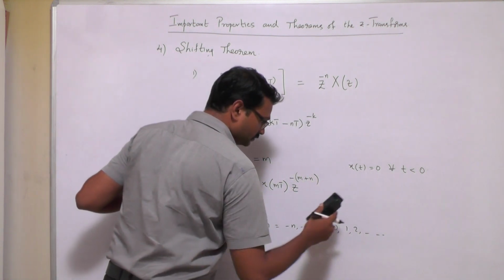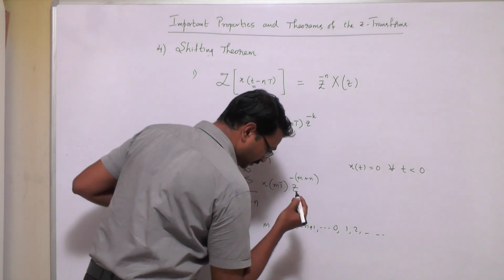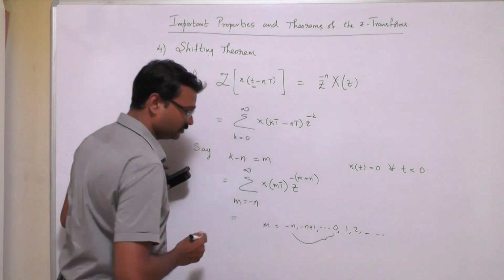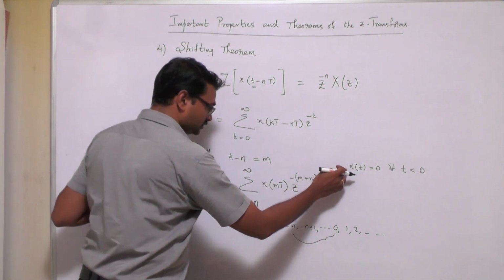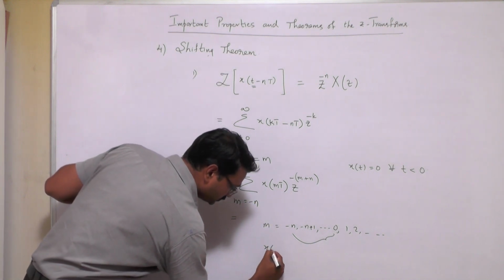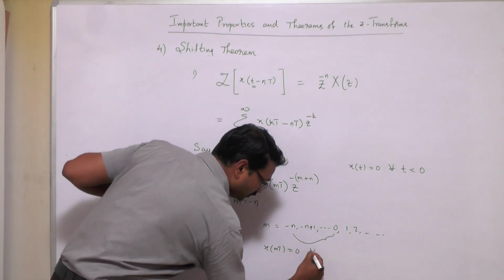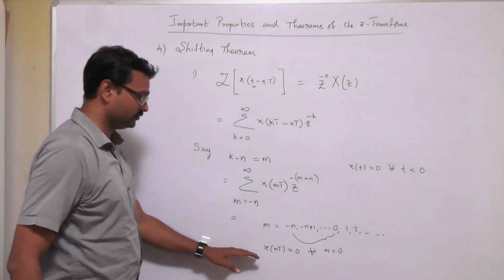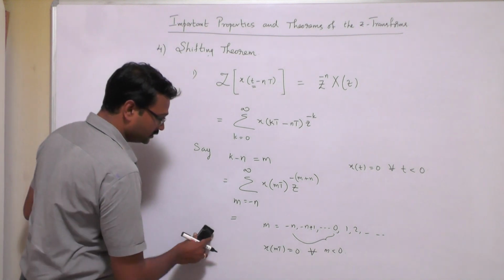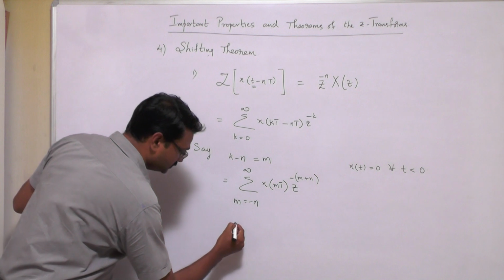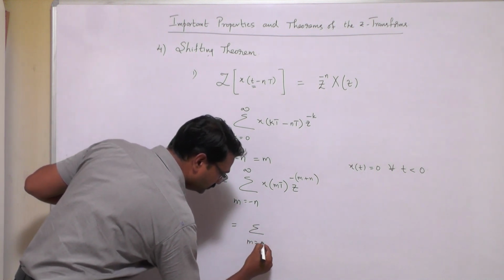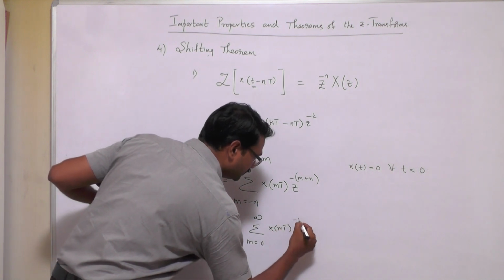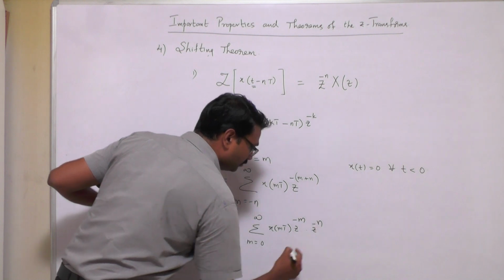So you are going on adding these values, and for all values of m below 0, x of mT is equal to 0. That is, for all negative values of m, x of mT is going to be 0. Therefore, without loss of any generality, you can just replace it with m from 0 to infinity x of mT z power minus m into z power minus n.